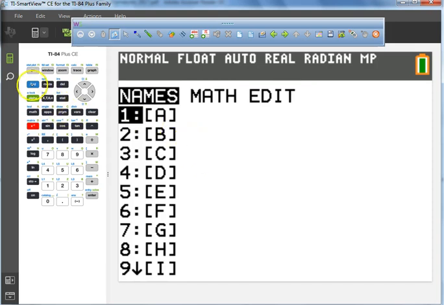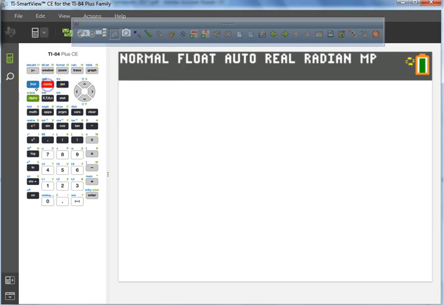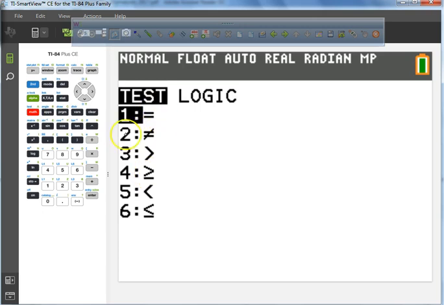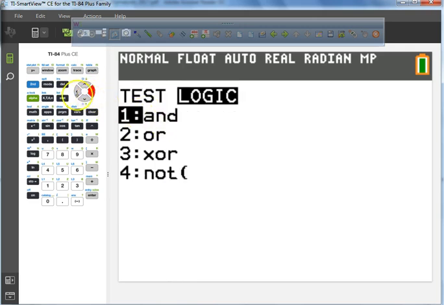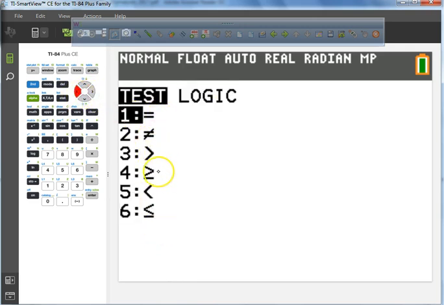Try it again. Second math. There we go. Second math. There's the math button. Sorry, I had to walk closer to the screen. That's how you get to your and statement. That's how you get to your inequalities.